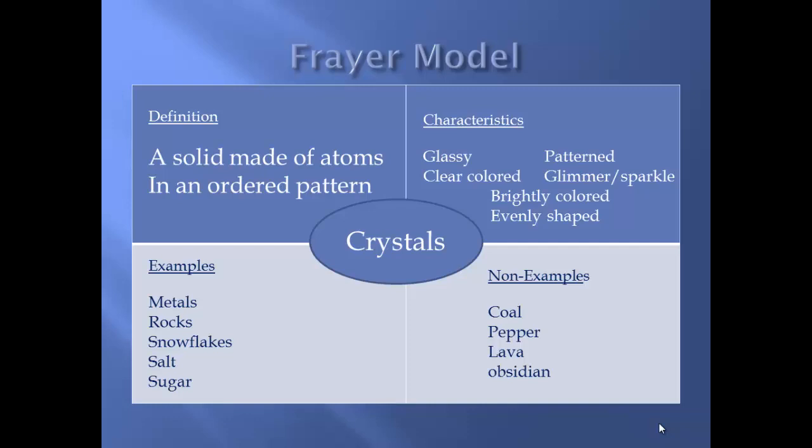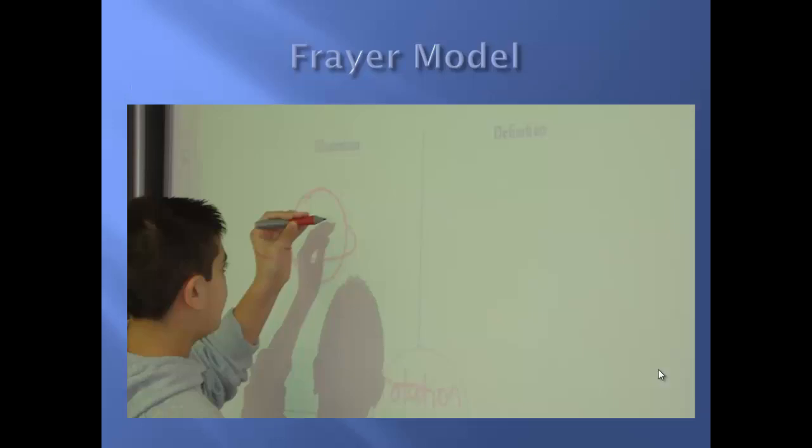And in this case, examples would be metals, rocks, snowflakes, salt, sugar. Those are all examples of what a crystal is. Non-example, and some people call it the anti-example, but a non-example is sufficient if you want to come up with a cool term because you teach chemistry or you teach biology or whatever. That's fine, the kids like that. So a non-example would be coal, pepper, lava, and other types of rocks. So this is an example of a Frayer model, and another good way for students in order to study.